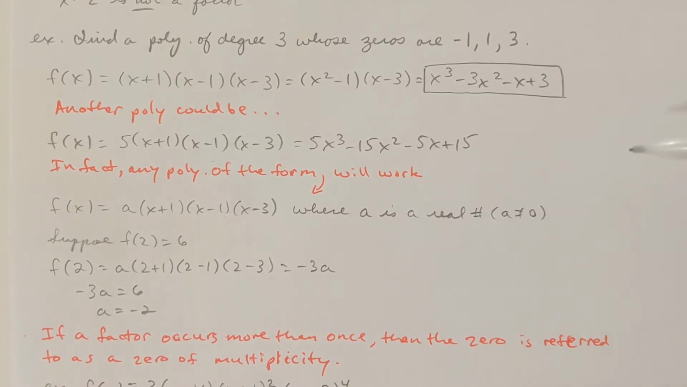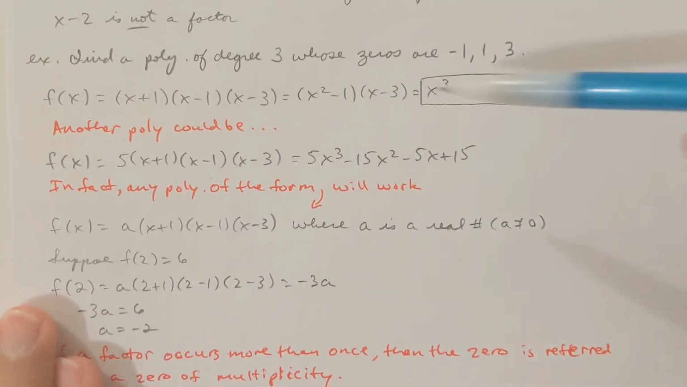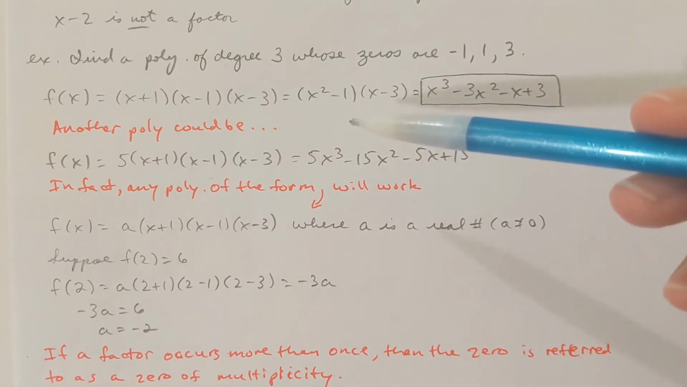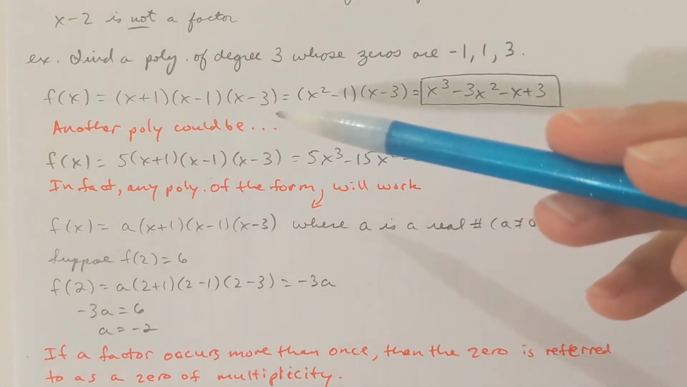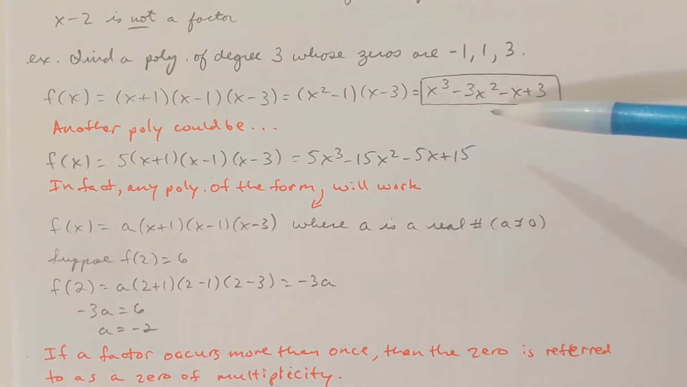Okay, and another example, let's find a polynomial of degree 3 whose zeros are -1, 1, and 3. So knowing that I got a 0 means that I know I've got a factor. X plus 1 times x minus 1 times x minus 3 are factors. X plus 1 times x minus 1 gives me x squared minus 1 times x minus 3. That gives me x cubed minus 3x squared minus x plus 3. Okay, and that's one answer that I could give.